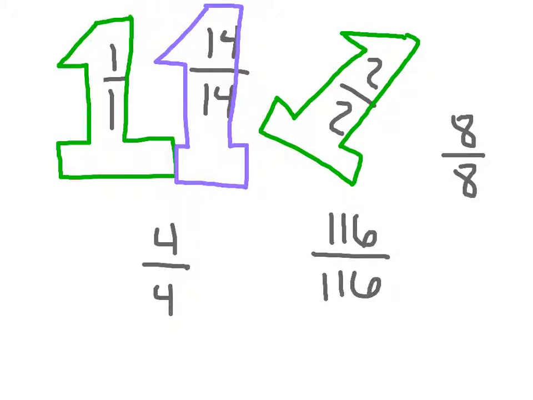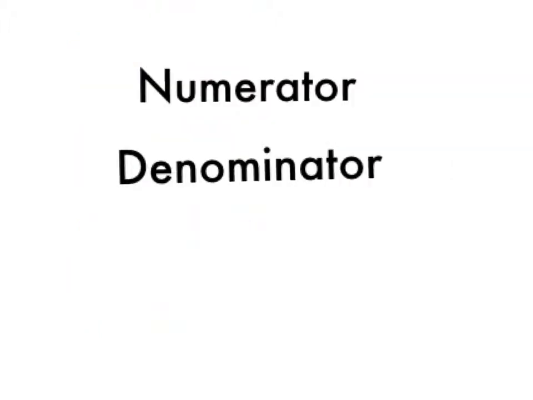See, I need practice. So anything over itself, 116 over 116, 1,000 over 1,000, 1,000,000 over 1,000,000 is all going to equal 1 whole. That's why it's okay for us to multiply a fraction by 1 whole, and it is going to equal the same value as the original fraction. Because anytime you multiply a number by 1, it doesn't change the number at all. Exactly right.